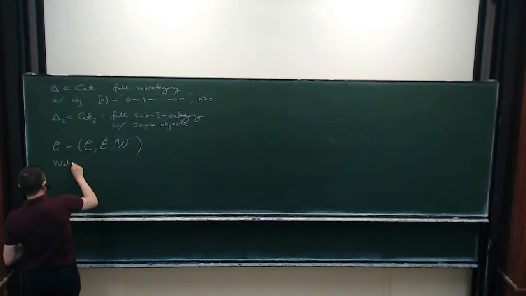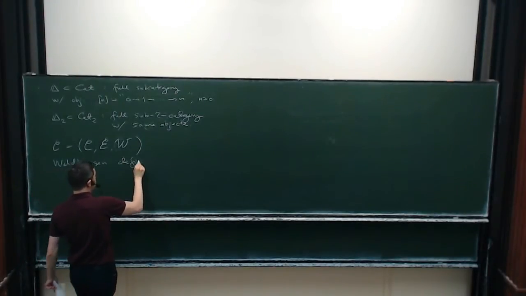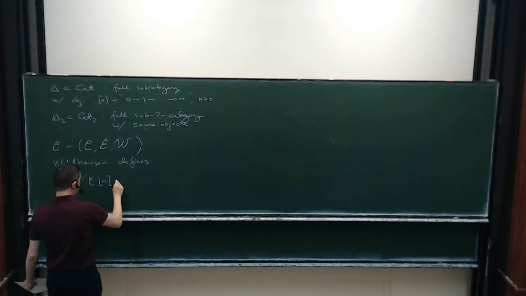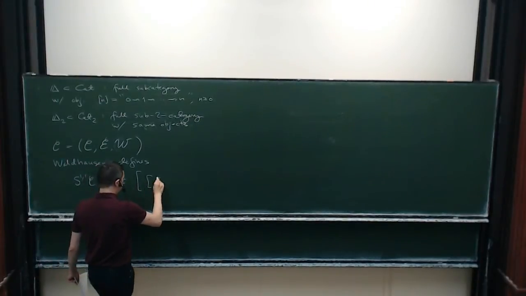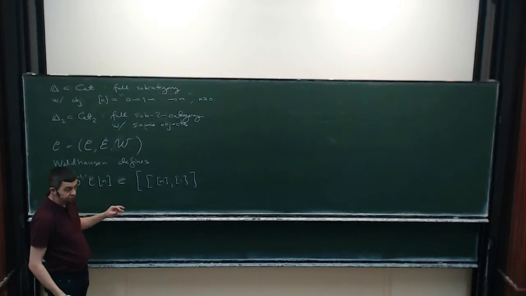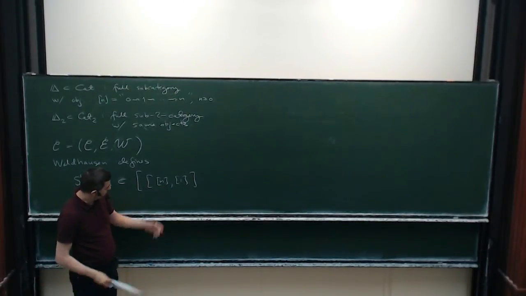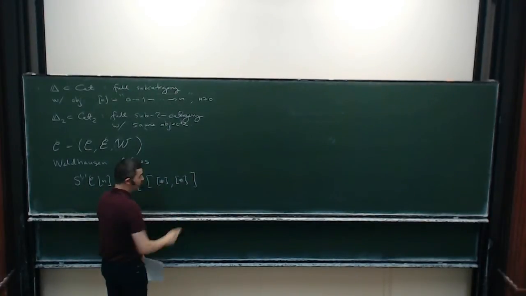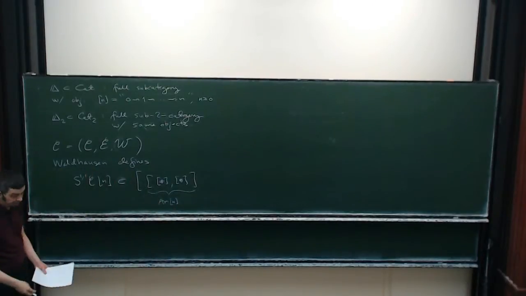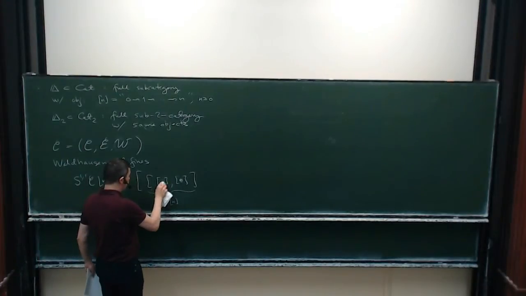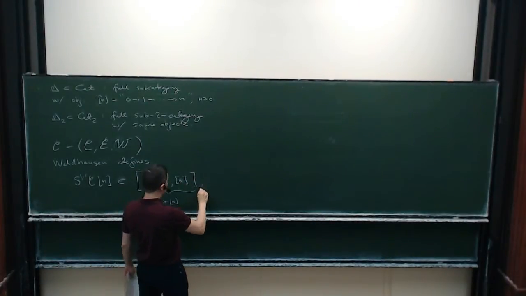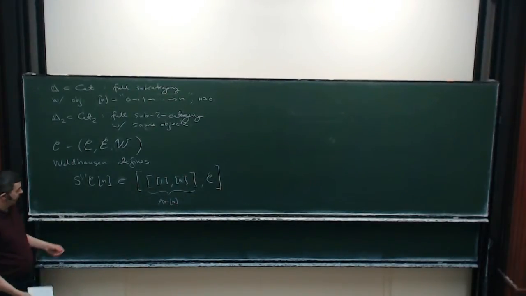So now Waldhausen defines a category which I will write like this. I will use these brackets to indicate internal hom. So this is the category of all functors from [1] to [n]. This category is what is also called the arrow category of [n]. So we take functors from this arrow category into C.